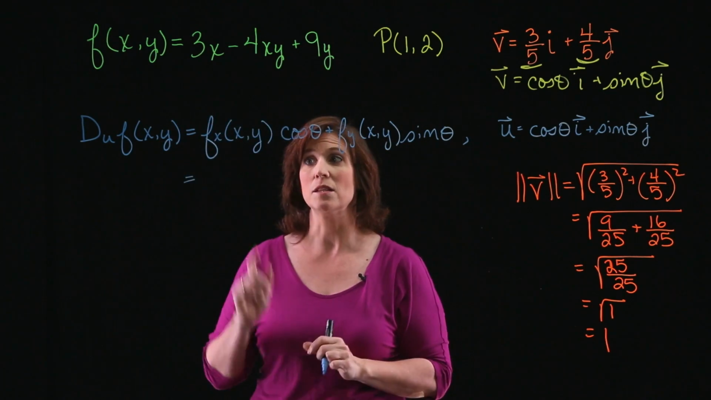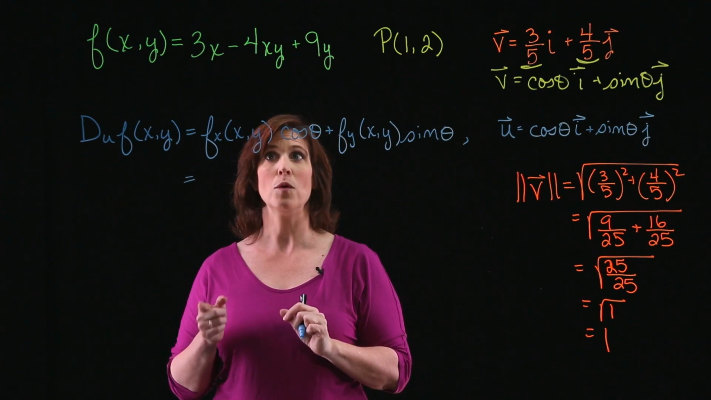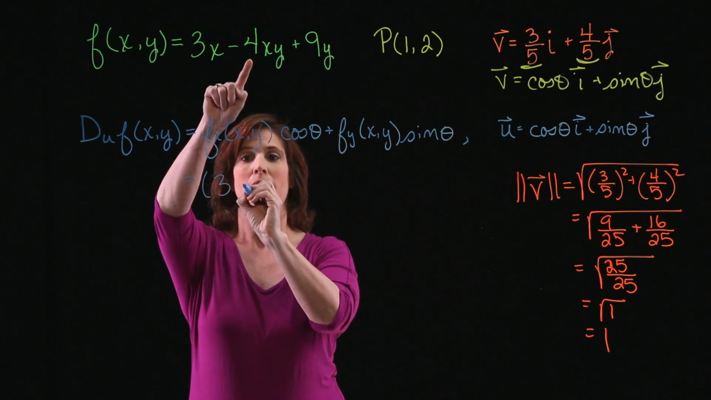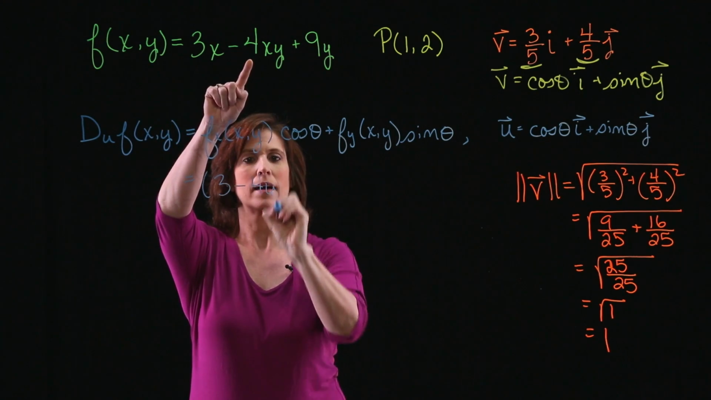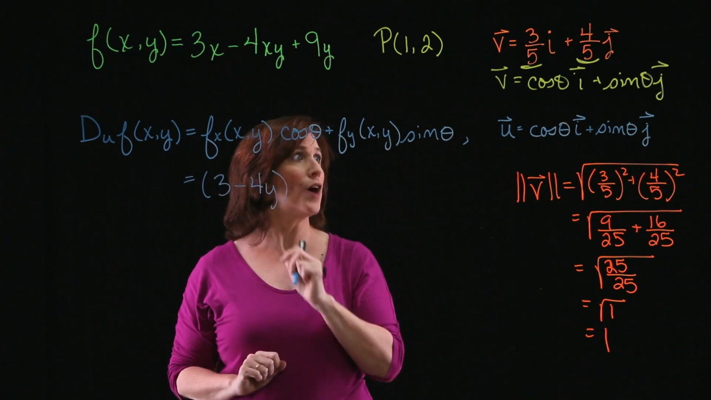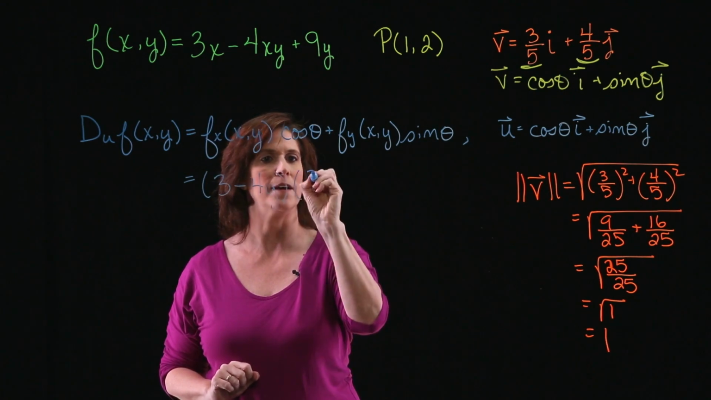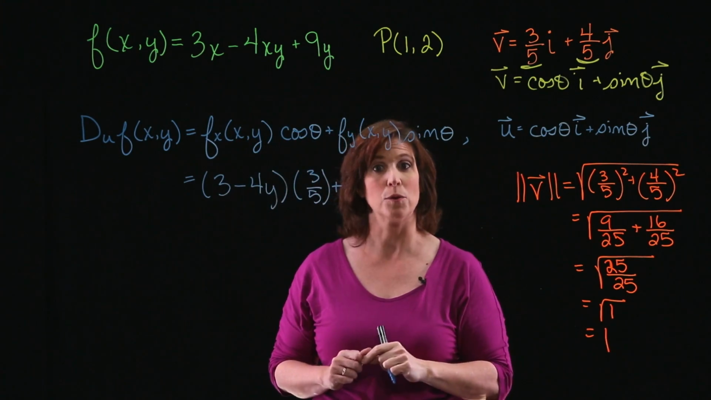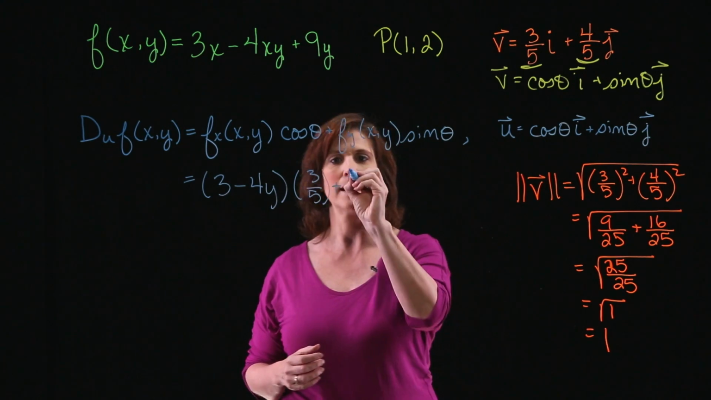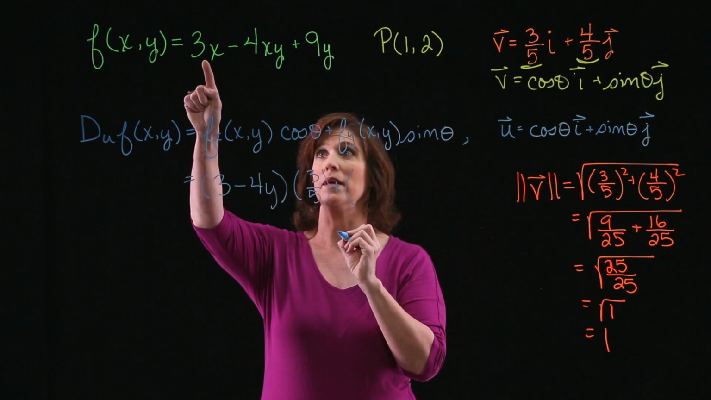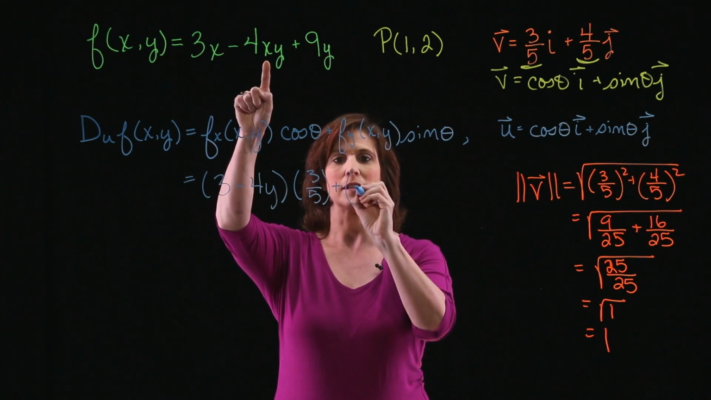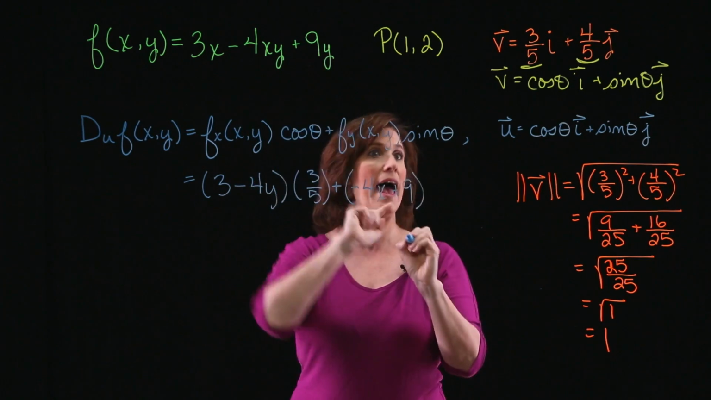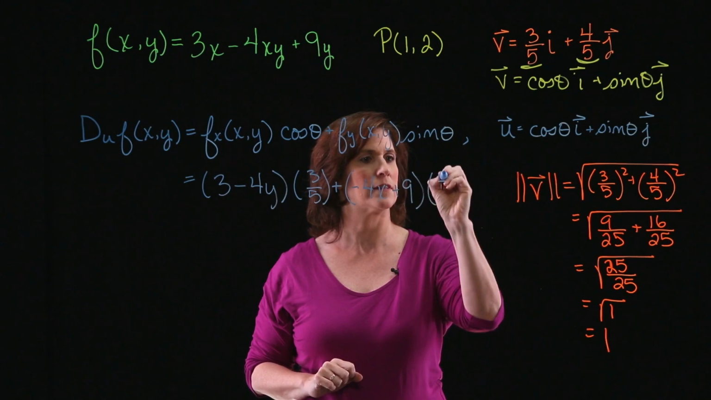Remember, the first thing we need is the partial with respect to x. I'll treat y as if it's a constant, so my derivative is going to be 3 minus 4y plus 0. And the cosine of theta, I know, is 3/5. I'll then add that to the partial with respect to y. Again, I'm going to treat x like it's a constant, so the first part's derivative will be 0, then minus 4x for the derivative, and plus 9. And the sine of theta is 4/5.